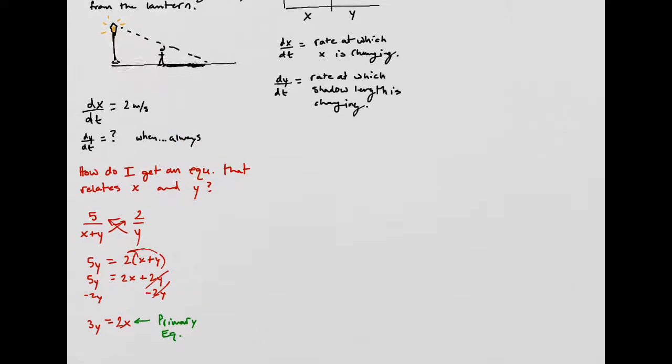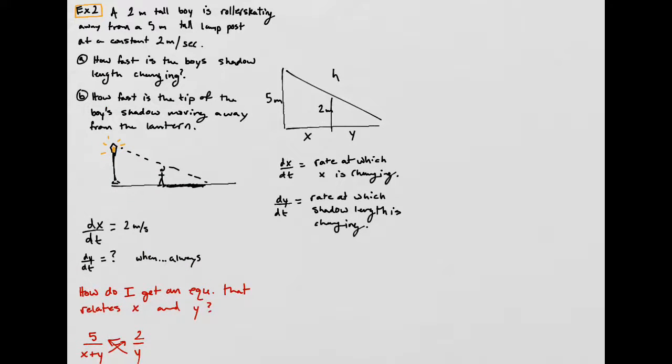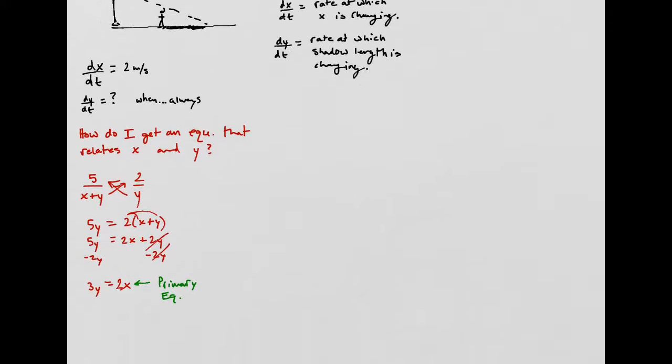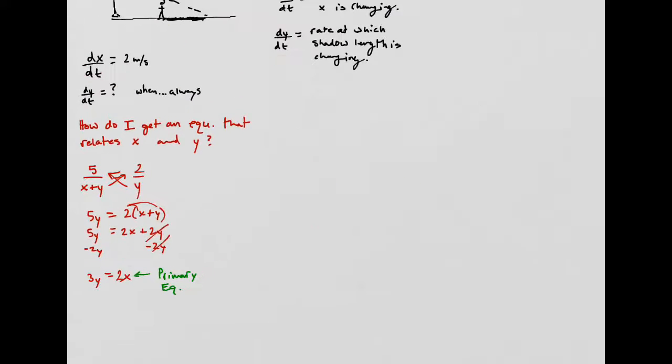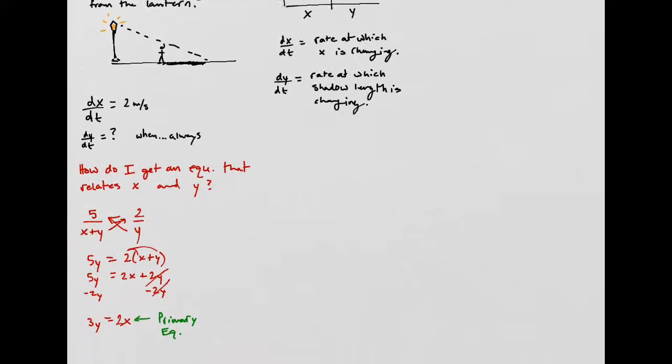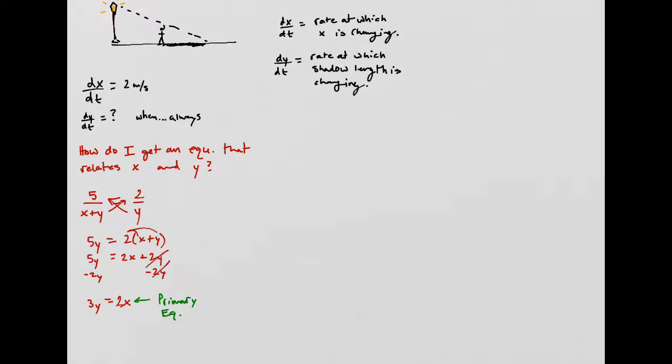So now I'm ready to go. Whew! Lots of stuff. It's important to be organized, though. Look at that. It's all nice and neat. You label things so you don't forget what they are. Primary equation. We got the dx/dt, the dy/dt. We know what those are. And I think we're ready to go.